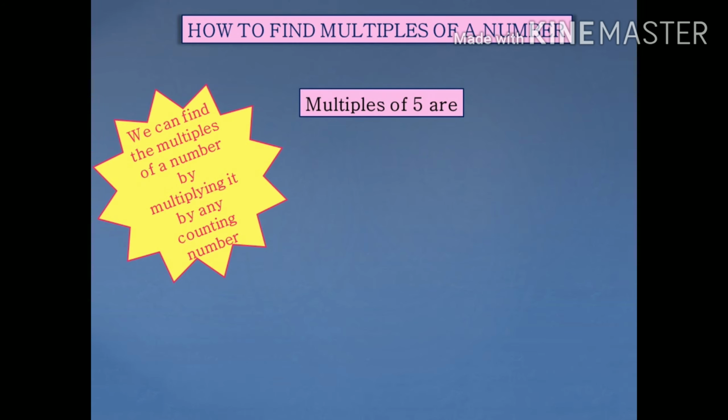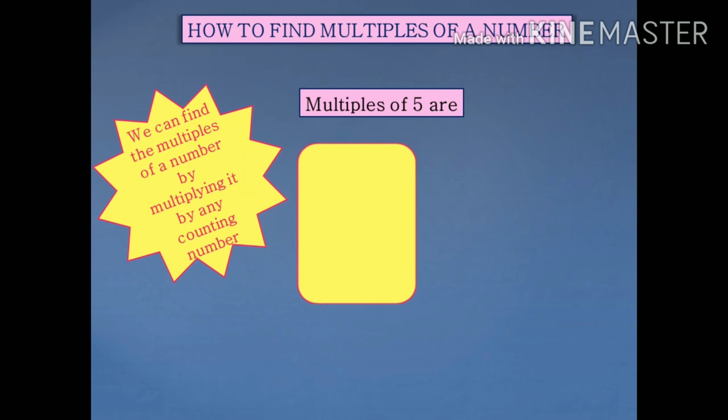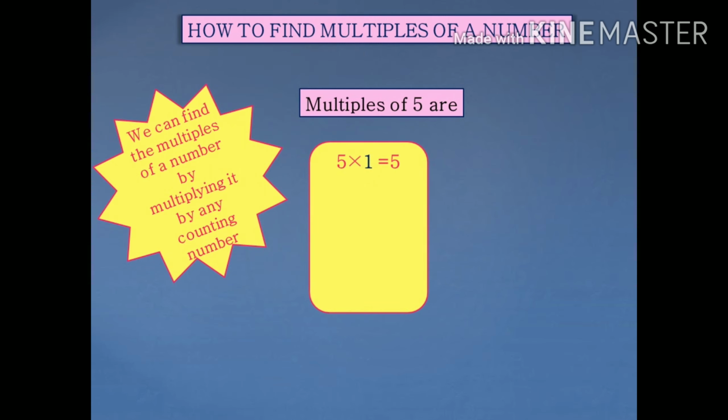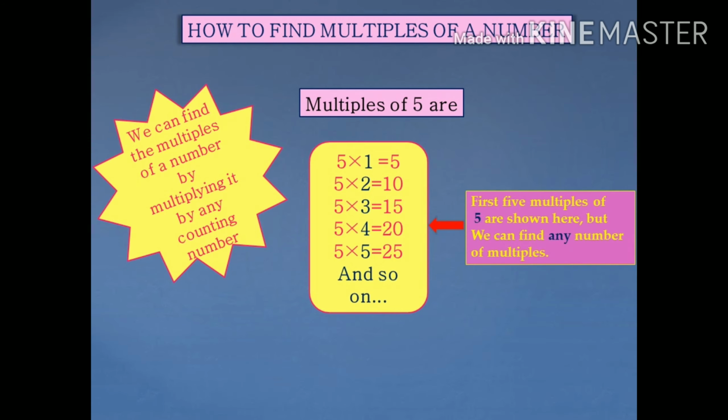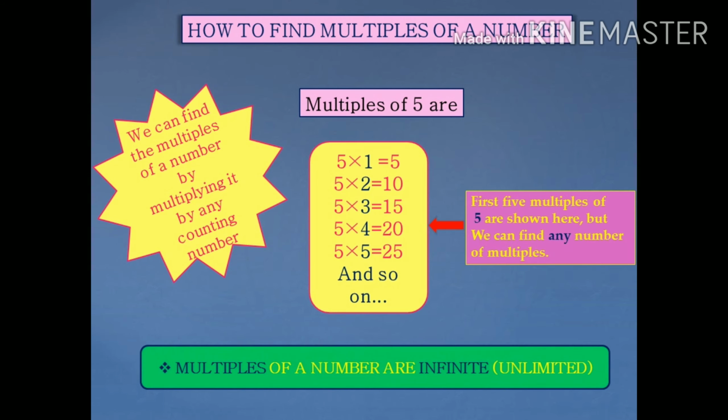For example, multiples of 5 are 5 into 1 is equal to 5. 5 into 2 is equal to 10. 5 into 3 is equal to 15. 5 into 4 is equal to 20. 5 into 5 is equal to 25, and so on. First 5 multiples of 5 are shown here, but we can find any number of multiples. So, multiples of a number are infinite, that is unlimited.